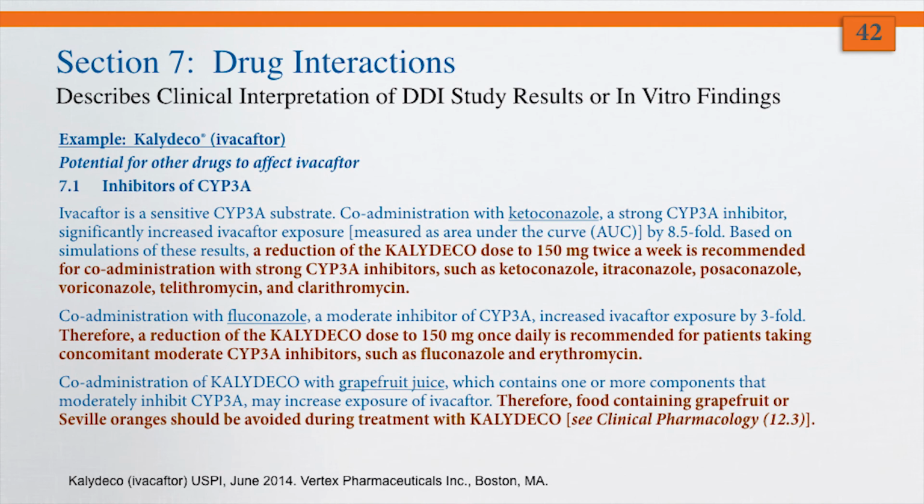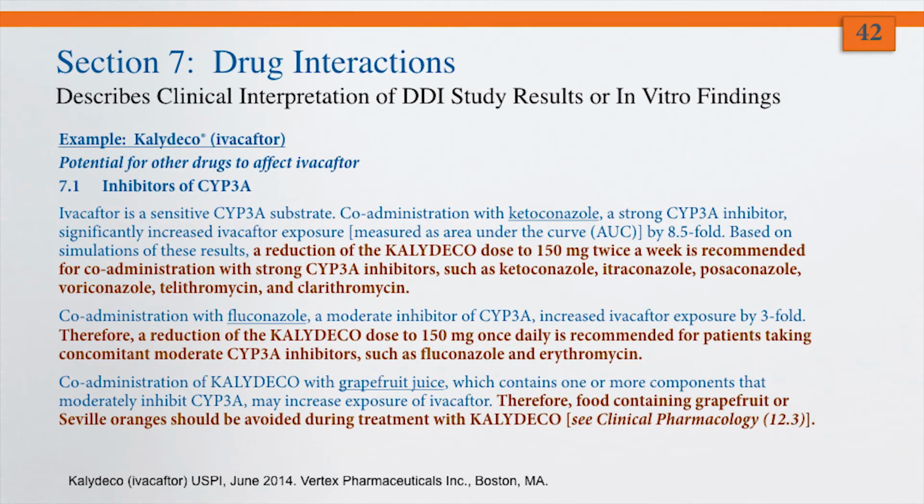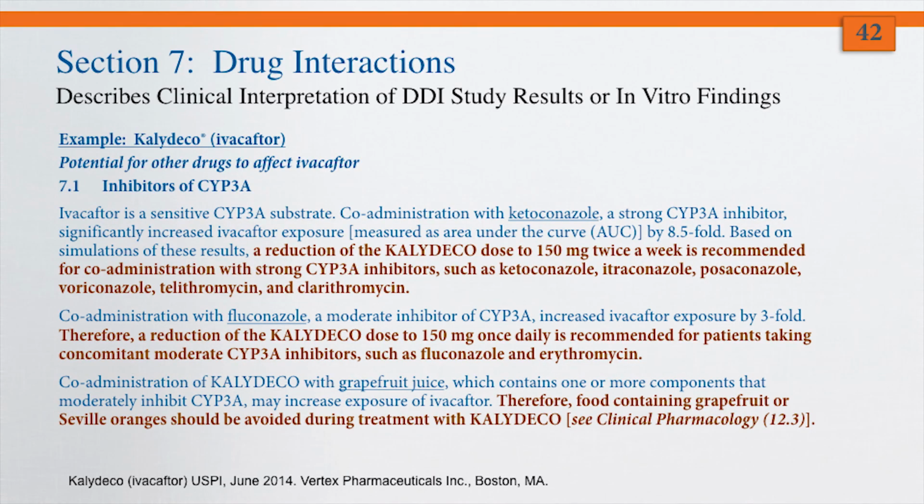In Section 7, it describes the impact of inhibitors of CYP3A. Ivacaftor, like midazolam, is extensively and exclusively metabolized by CYP3A. It's a sensitive CYP3A substrate. So that's described here in Section 7. And then it also goes on to describe the impact of ketoconazole, a strong CYP3A inhibitor, on ivacaftor exposure, and how the dose should be reduced in the setting of concomitant strong CYP3A inhibitors. Likewise, fluconazole, which is only a moderate CYP3A inhibitor, also increased ivacaftor exposure by threefold, and so there are also dosing recommendations when co-administering ivacaftor with moderate CYP3A inhibitors. So all of this information appears in Section 7.